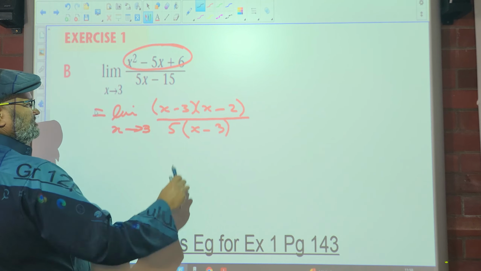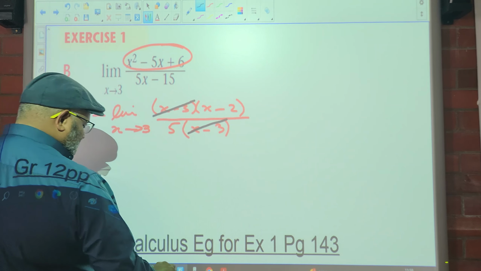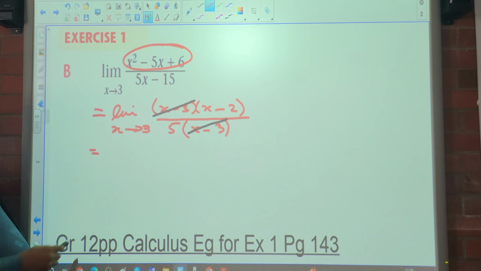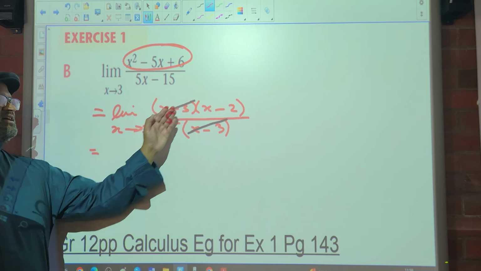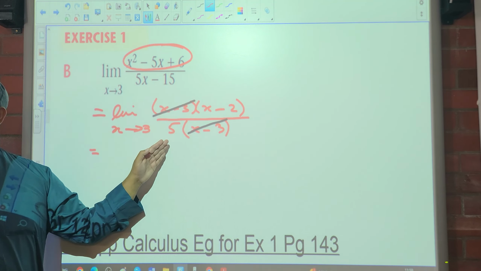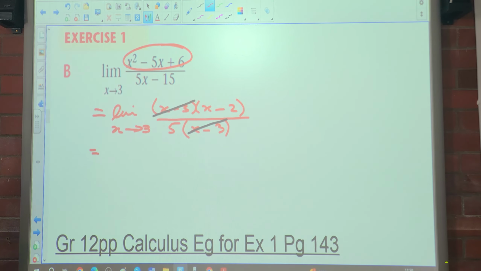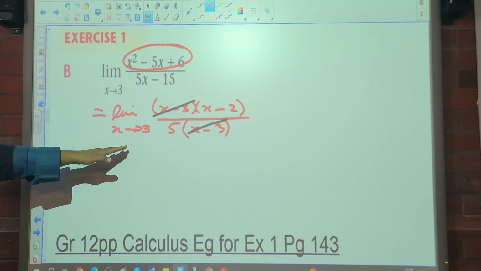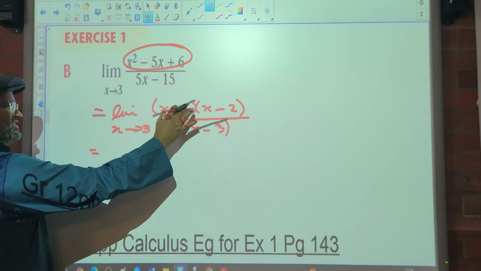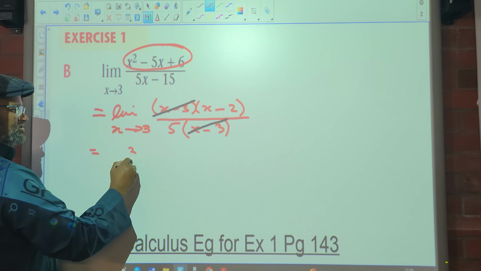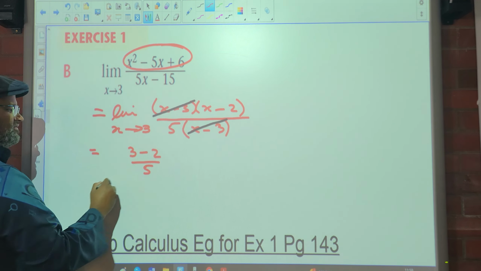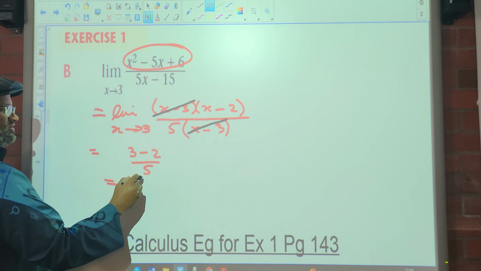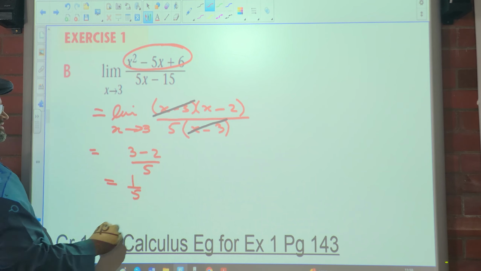So what happens now? The brackets cancel. So what do I have now? I have the limit as x approaches 3 of x minus 2 over 5. Wherever I see an x, I put a 3. In other words, once I do the substitution, I drop the limit. So 3 minus 2 over 5, and 3 minus 2 is 1. The answer is 1 over 5.